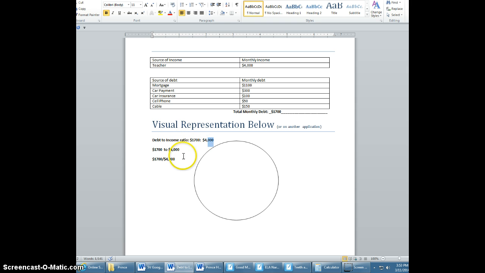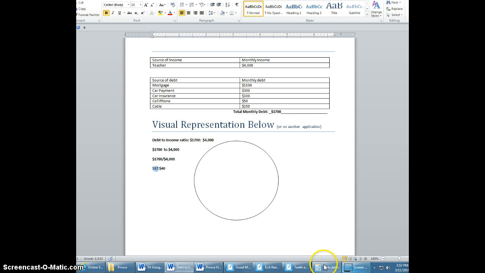The first thing I try to put into simplest form. Both numbers are divisible by 100. So in this case, it's $17 to $40. Okay, that's my debt to income ratio. I make $40, but 17 of those dollars, a little bit less than half, goes towards paying debt. Okay, so actually now we can start getting a kind of an accurate portrayal. A little bit less than half of my income goes towards paying debt.